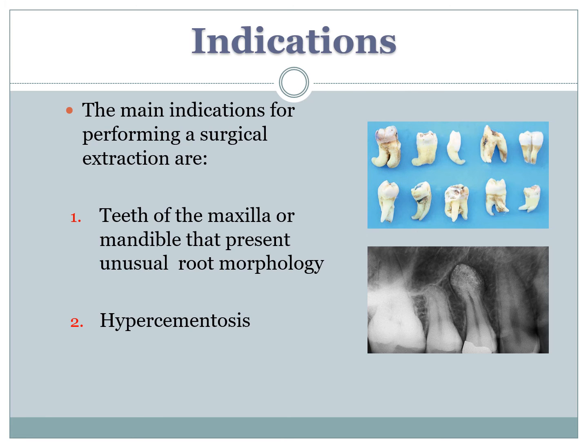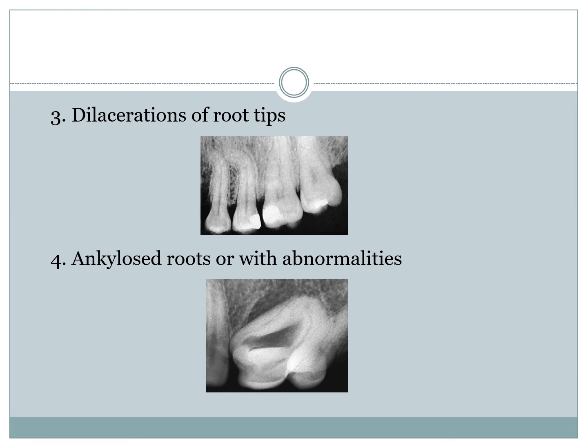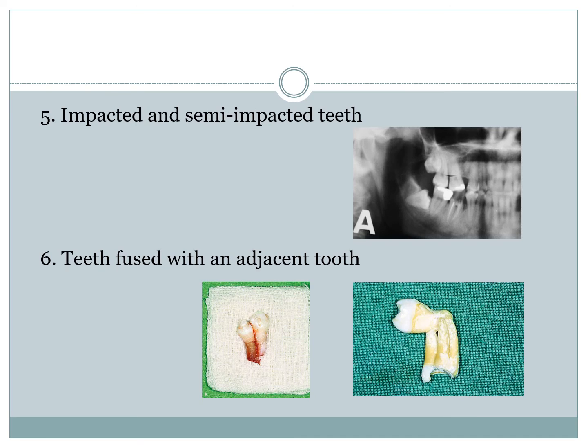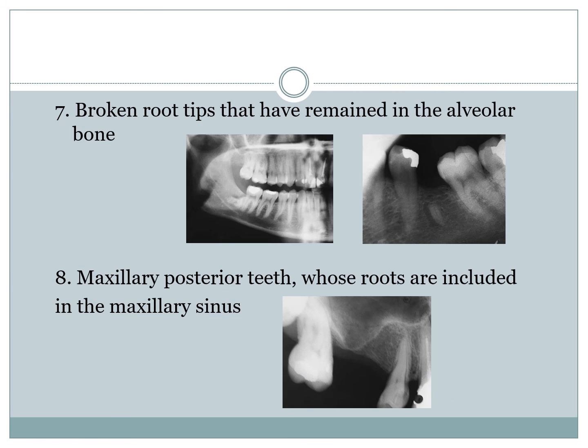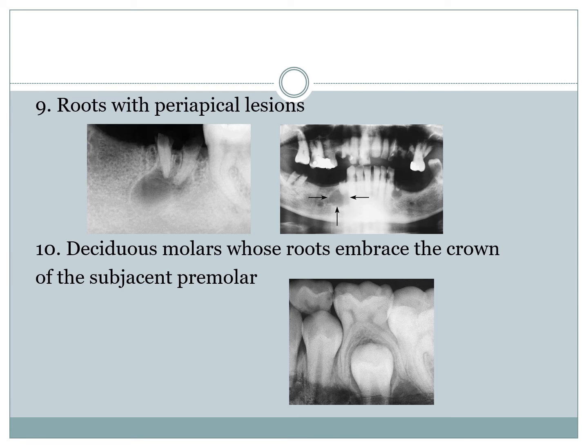So the indications: first one is the teeth of the maxilla or mandible that present unusual tooth morphology, hypercementosis, dilaceration of the root tips, angulation of the roots or other abnormalities of tooth morphology, impacted and semi-impacted teeth, teeth fused with the adjacent tooth, broken root tips that have remained in the alveolar bone, maxillary posterior teeth whose roots are including the maxillary sinus, roots with theoretical lesions, deciduous molars whose roots influence the crown of the subjacent premolar.